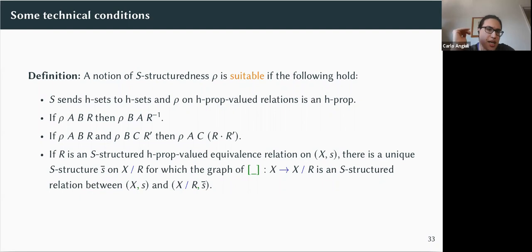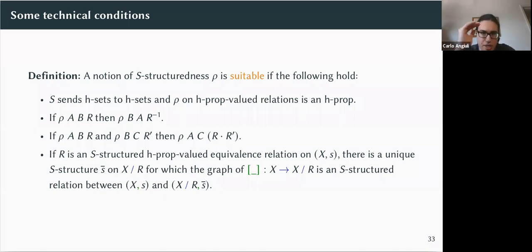And this is saying that the S-structure descends to the quotient. So what we say here is that if you have a carrier X with an S-structure S on it, and you have an S-structured equivalence relation on X, then there has to be a unique S-structure on the quotient of X by R for which the graph of the inclusion from X into X mod R is an S-structured relation between the original thing X, S and the quotient structure X mod R, S bar.